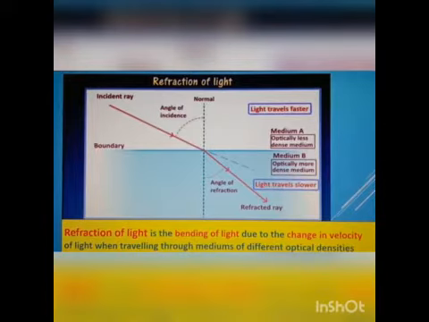It is the bending of light due to change in the velocity of light when traveling through mediums of different optical densities. So when there is change in the density of the medium, it will cause change in velocity. When there is change in velocity, it will cause the direction of the light to bend.